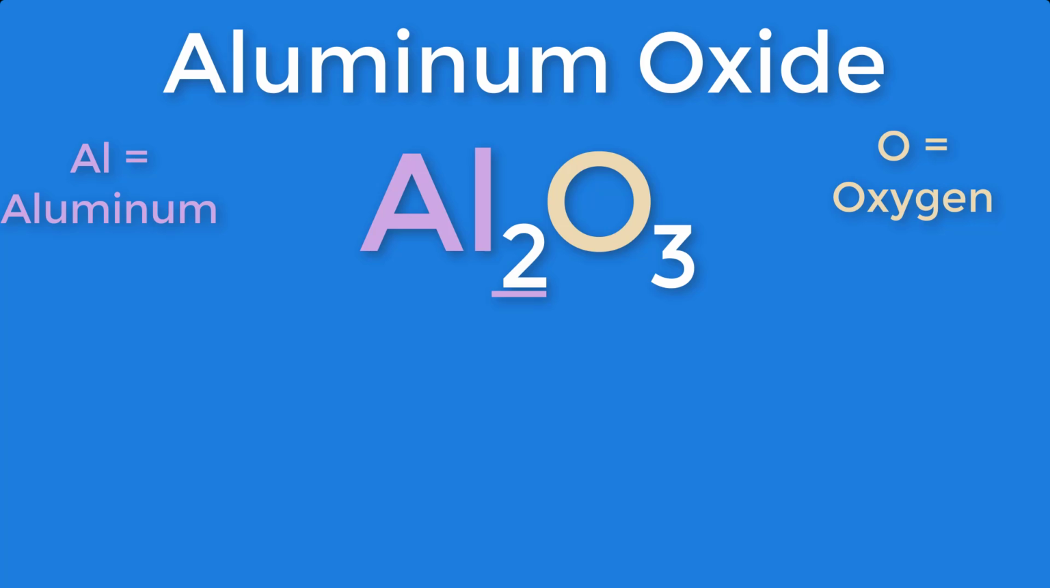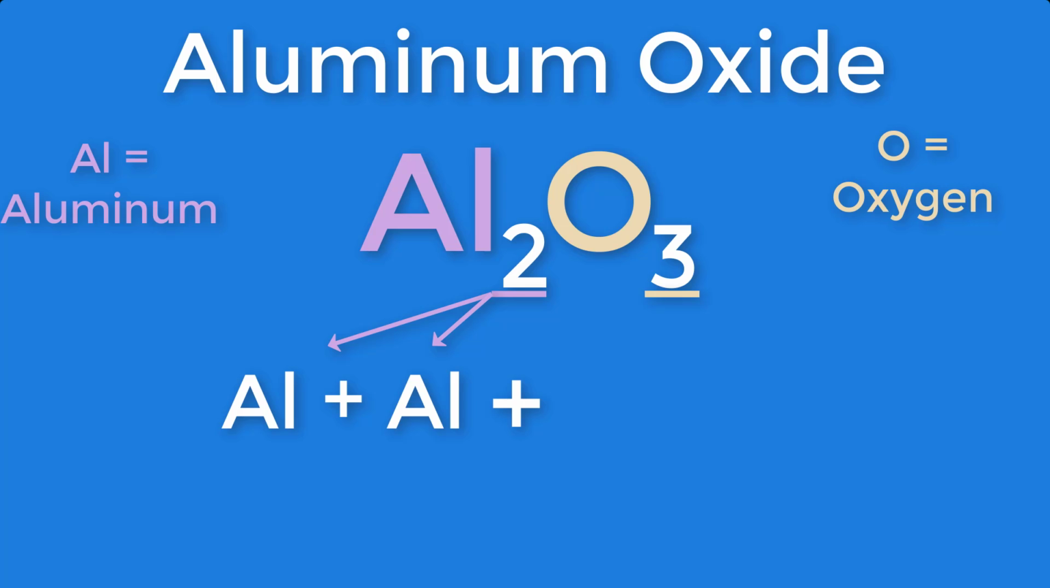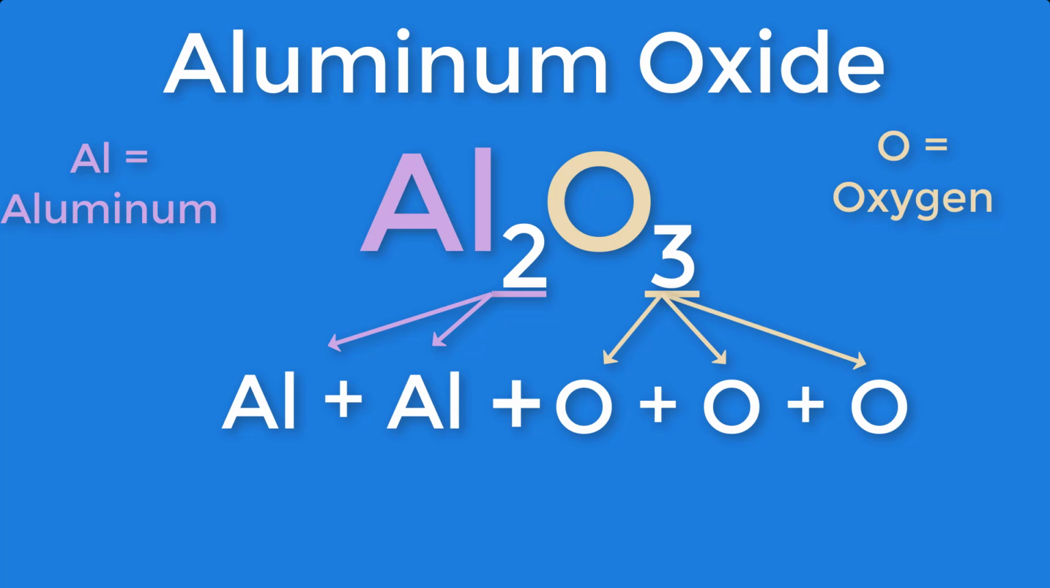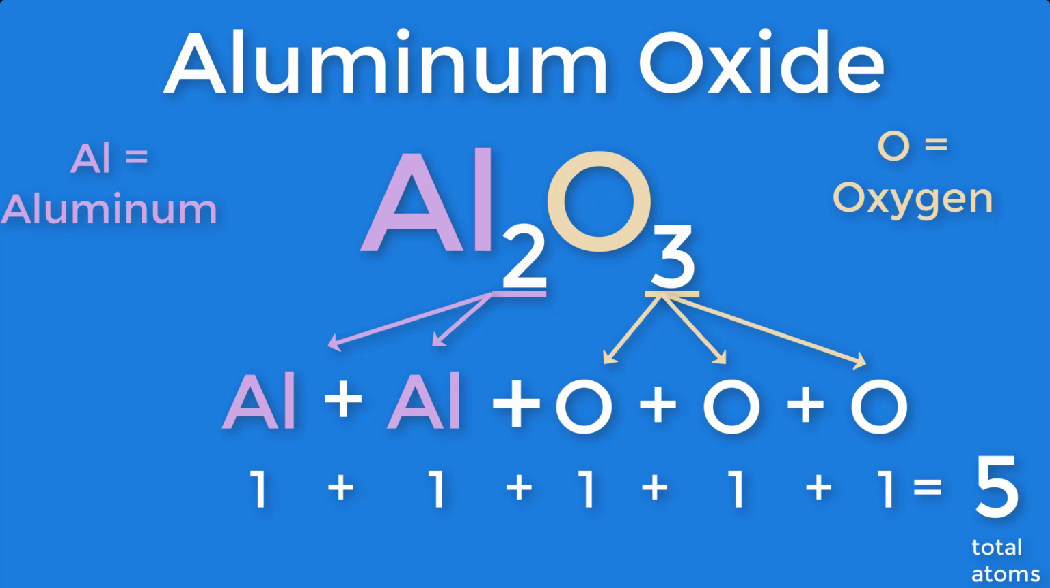Since there is a 2 for aluminum, I will write Al plus Al. And there is a 3 for the oxygen, so I will write O plus O plus O. Then I just add up my totals. This formula has 2 aluminums, 3 oxygens, with a total of 5 atoms.